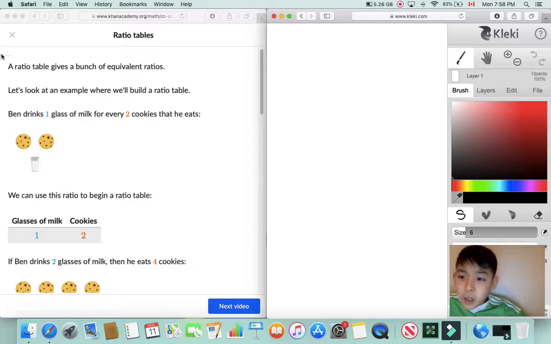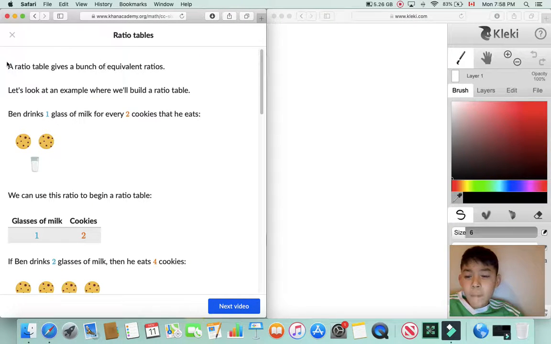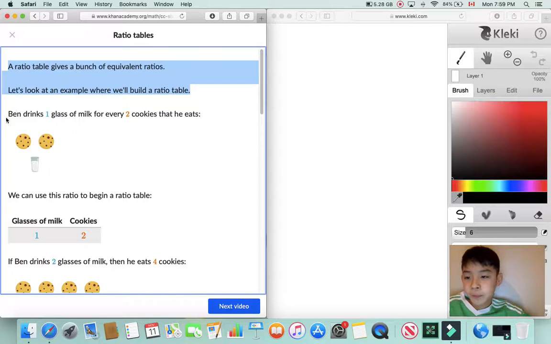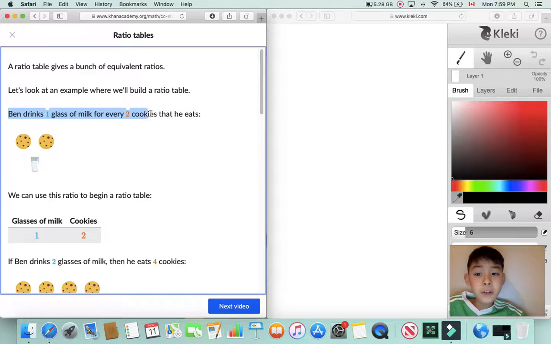That's long. A ratio table gives a bunch of equivalent ratios. Let's look at an example where we build a ratio table. Ben drinks 1 glass of milk for every 2 cookies that he ate.